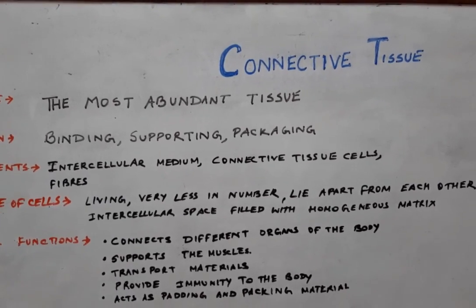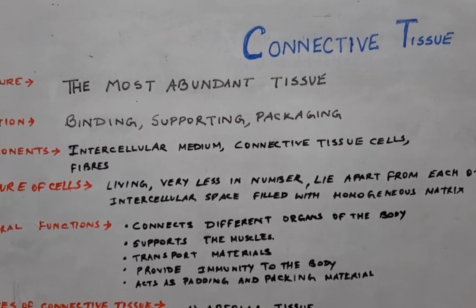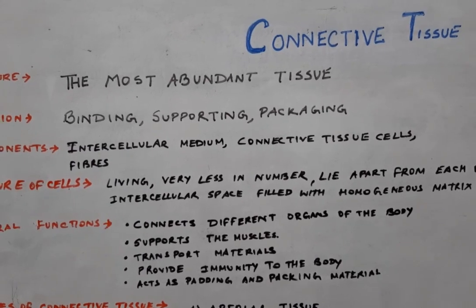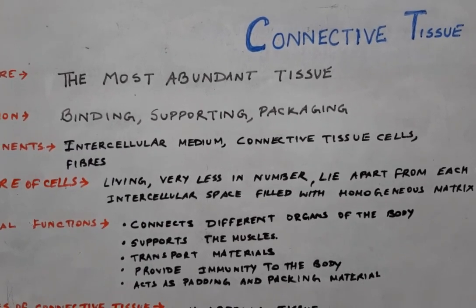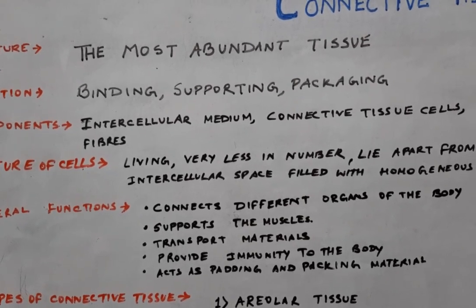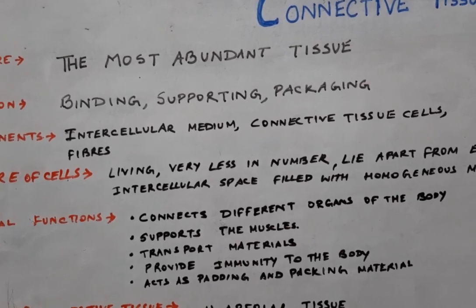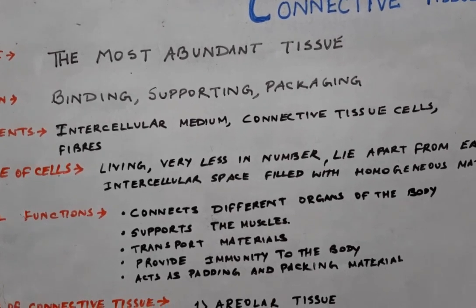Now these tissues generally help in binding, supporting and packaging of different organs of the body. Now what are the components of this tissue? The components of this tissue are the intercellular medium, connective tissue cells and the fibers.